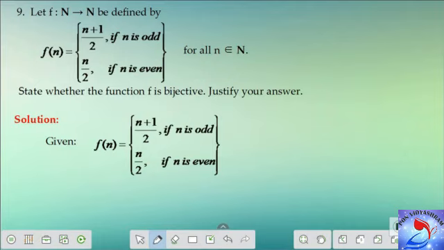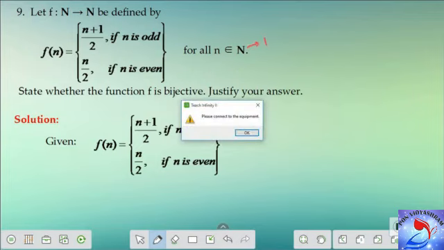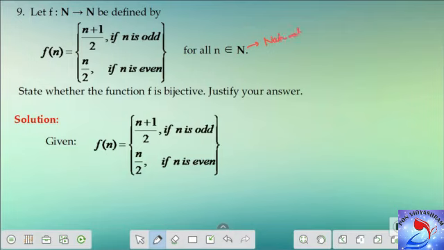The 9th problem of the exercise. Let f from N to N be defined by f of n is equal to (n plus 1) by 2 if n is odd and n by 2 if n is even, for all small n belongs to capital N. The capital N here represents the set of natural numbers. As we have already seen some problems where capital R represents real numbers, here capital N represents natural numbers.